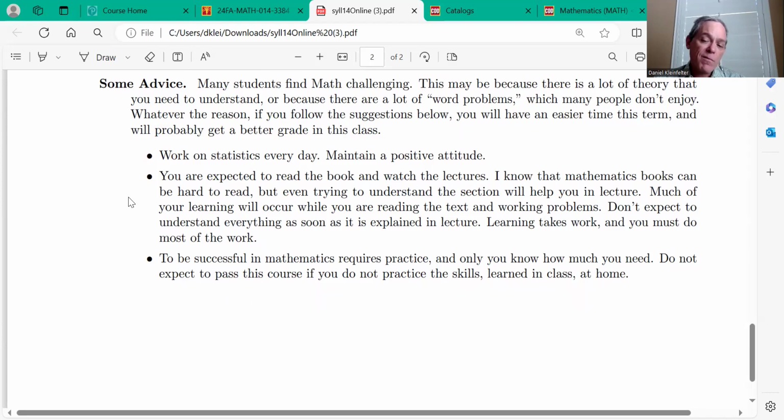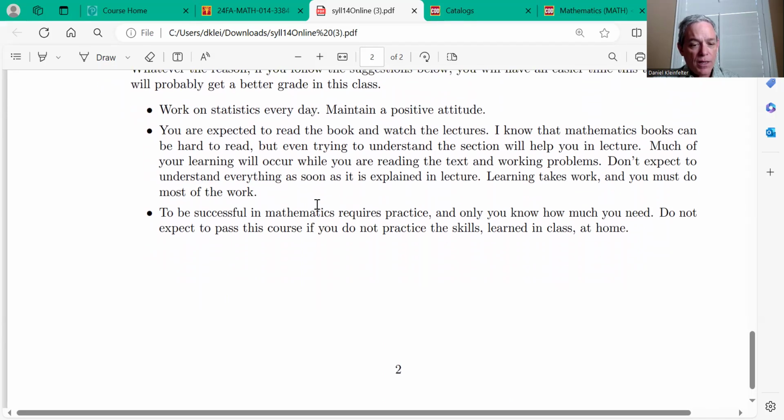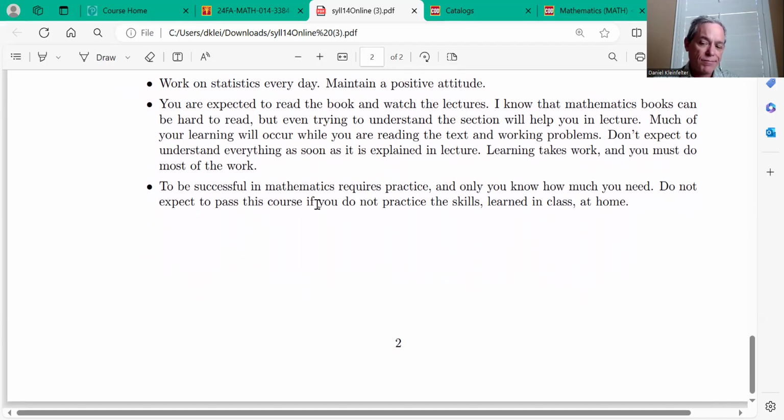I plan for you to read the book and watch the lectures. If you just get on my math lab and just try doing problems, it's not going to go probably as well as you would like. Try to do some reading and definitely watch the videos. You need to practice. That basically is the key to success in math and statistics, is practicing.